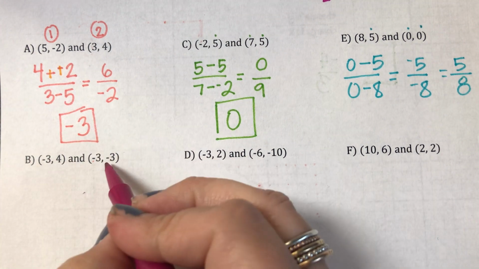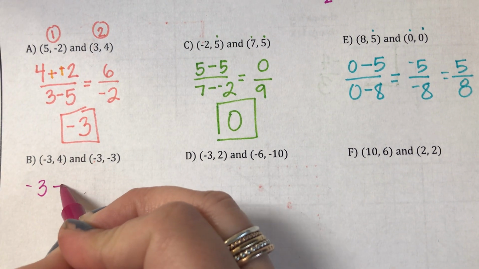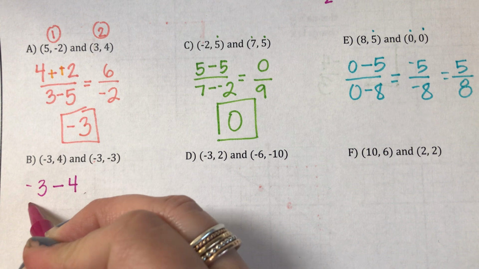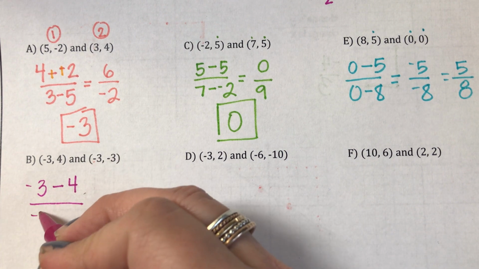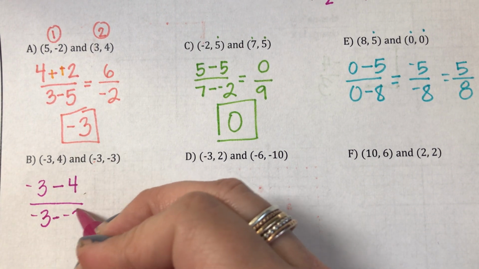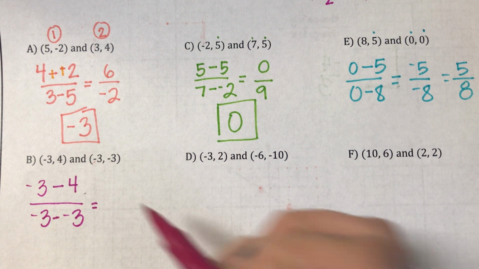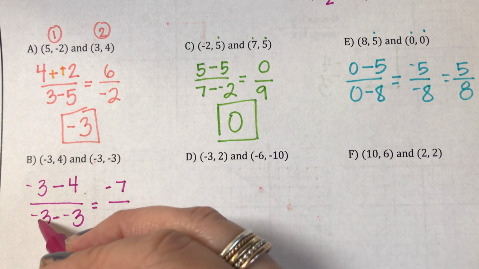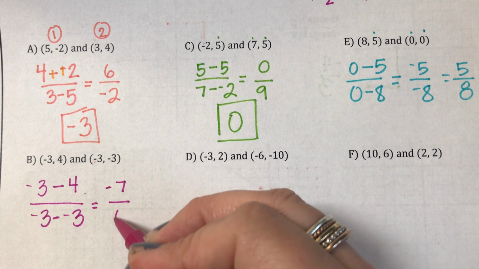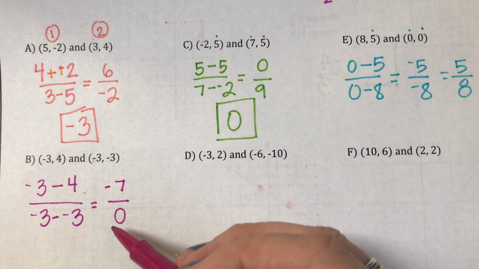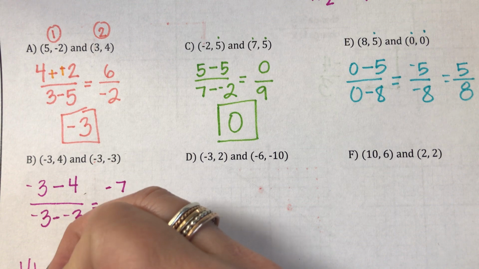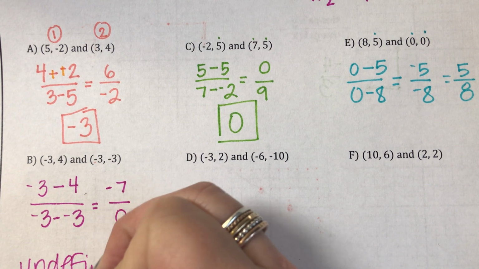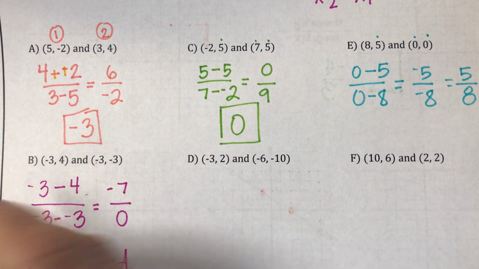Okay, letter B. So y2 is negative 3 minus y1 is 4 over x2 is negative 3 minus x1 is negative 3. So negative 3 minus 4 is negative 7, and then negative 3 minus negative 3 is 0. And what happens when it's 0 on the bottom? It's undefined.